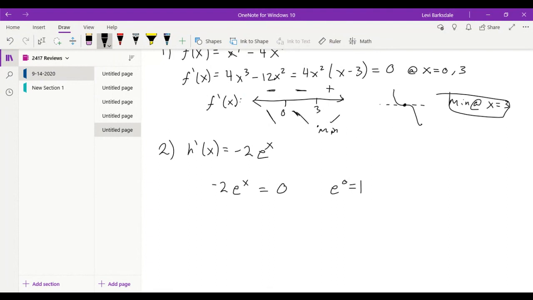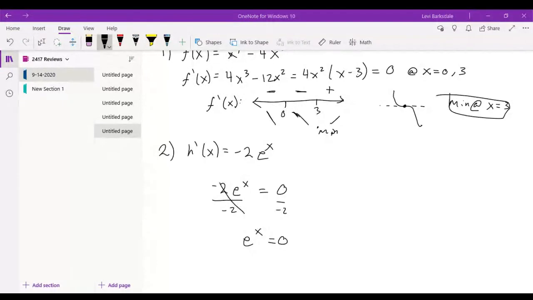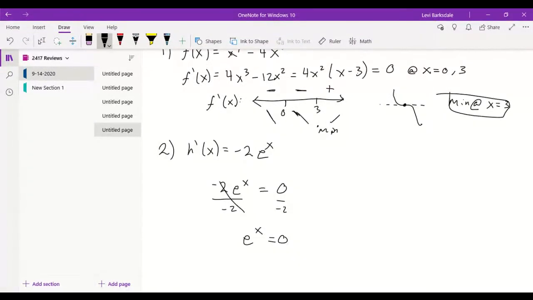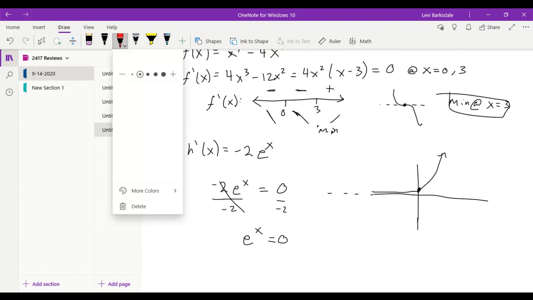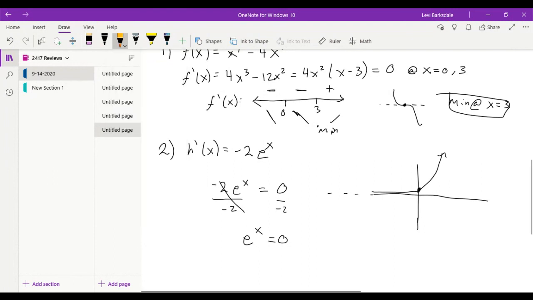One way to simplify this is we can just divide both sides by negative 2. So we're looking for where e to the x is equal to 0. Do you remember what the graph of e to the x looks like? No? All right, that's fine. I'll just draw it out for you really quick. The graph of e to the x is an exponential function. It starts out like this and then just gets very big like this. So it has a horizontal asymptote at y equals 0, which means it never is equal to 0.